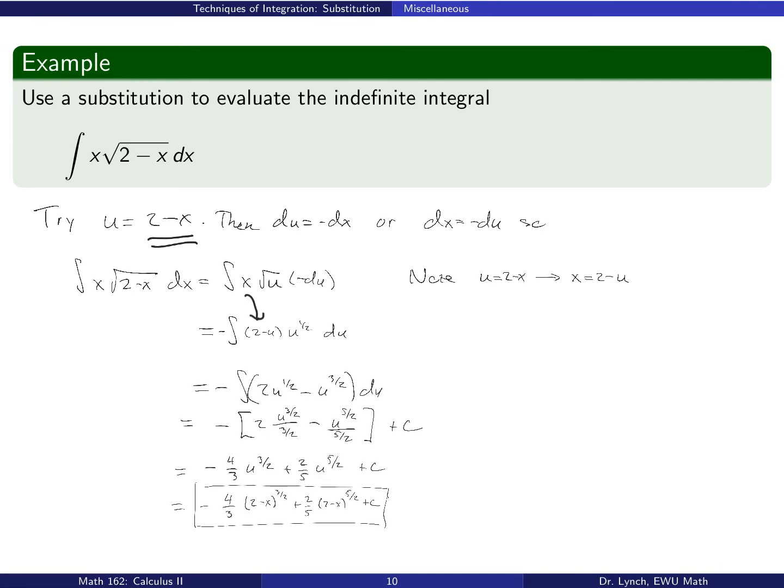So here's that manipulation. Minus out front, indefinite integral of 2 times u to the 1/2 minus u to the 3/2. Power rule for antiderivatives on both of those functions. Simplify, simplify, simplify. And finally, substitute the original variable, u equals 2 minus x, to find the antiderivative.